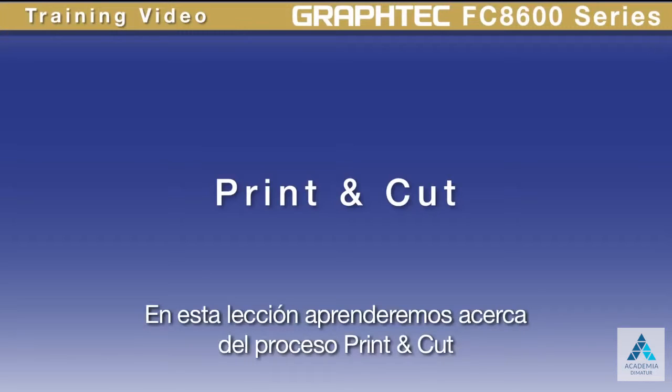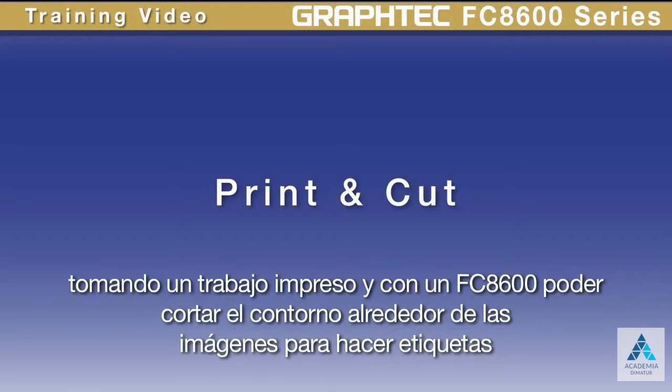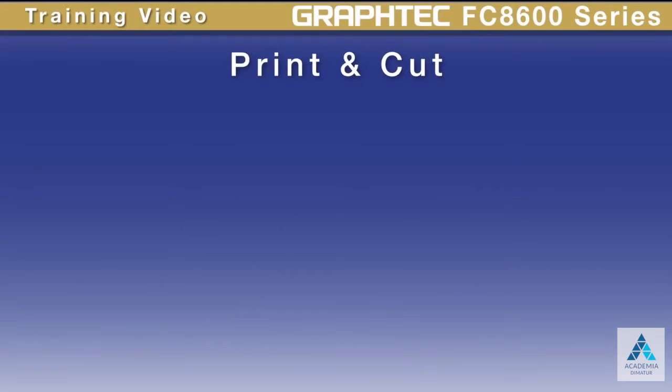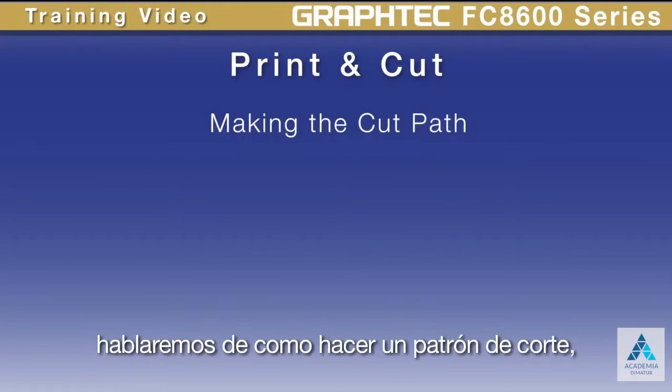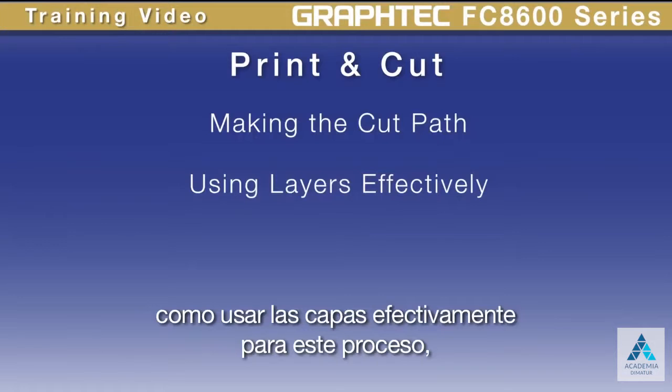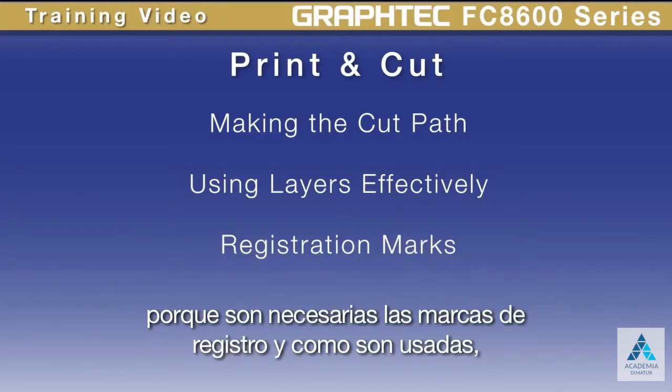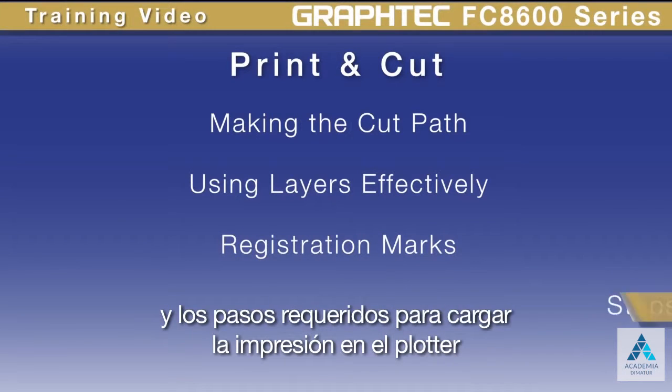In this lesson, we'll learn about the print and cut process, taking a print off your printer, and having the FC8600 contour cut around the images on the print for making decals. We'll cover how to make a contour cut path, how to use layers effectively for this process, registration marks, why they are needed and how they are used, and then the steps required to load the print onto the cutter.